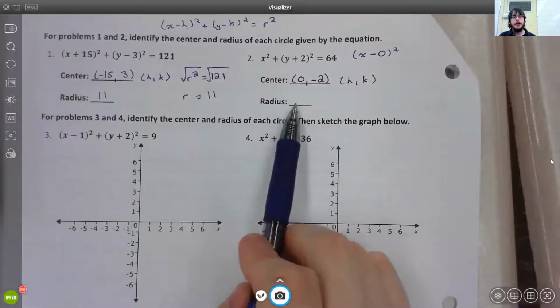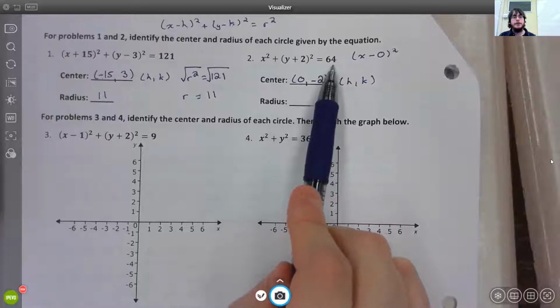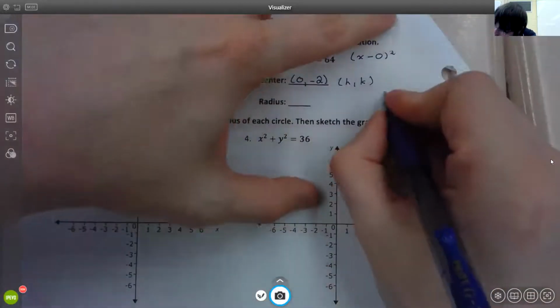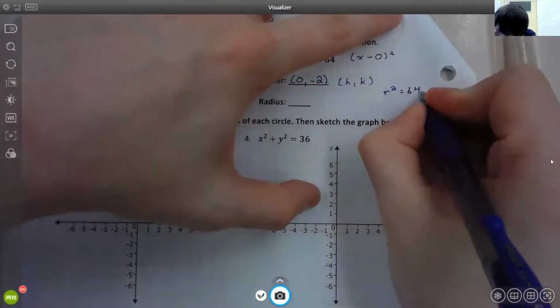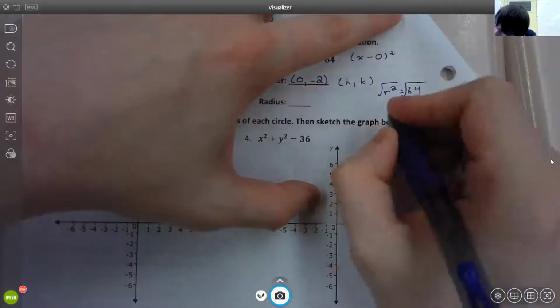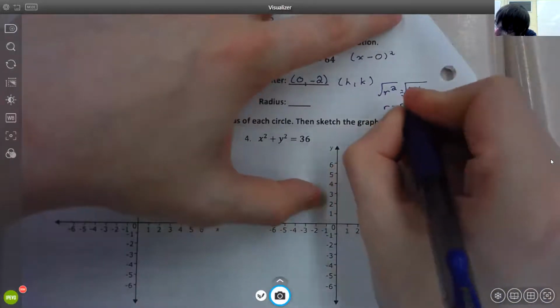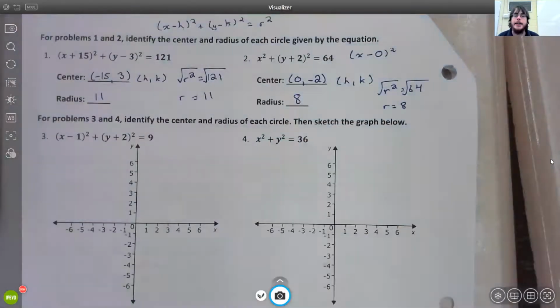Then to find your radius, r squared is 64. So in order to find your radius, you have to take the square root of both sides, and you get that r is equal to 8. So your radius there is 8.